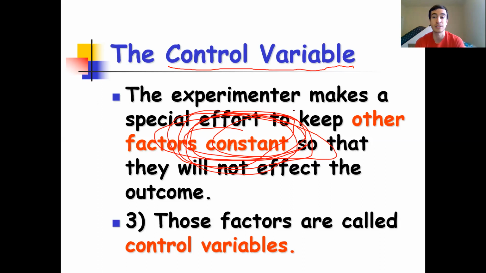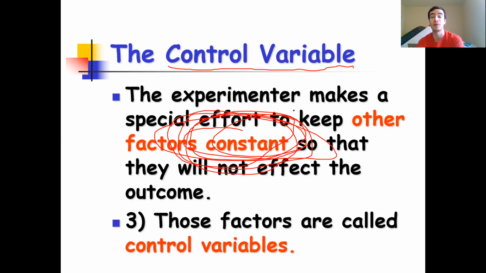So in the salamander example, we said that we wanted to keep the temperature the same between the two rooms, and we wanted to make sure that they had the same amount of light and darkness for daytime and nighttime. Those are control variables. Those are things that we don't want to change between our two groups because they might mess up our final measurements, our dependent variable.